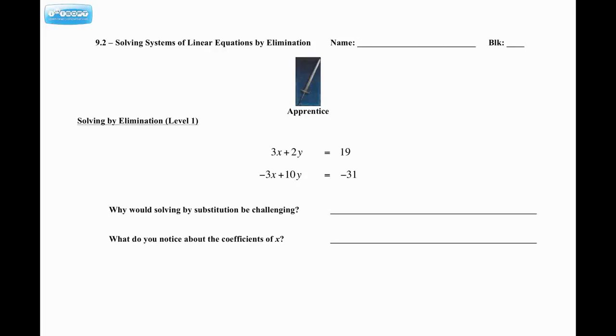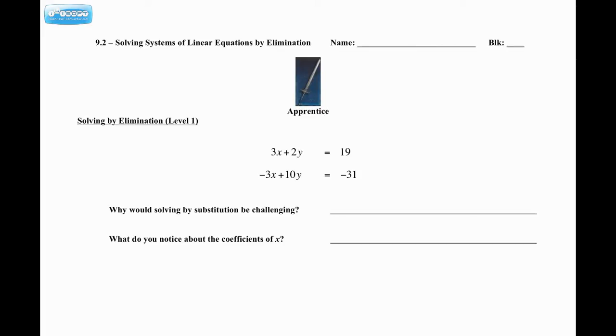Okay, this is Chapter 9, Section 2. In this video we're going to learn how to solve a system of equations using a method called elimination. So far we have looked at two different methods. One was by graphing, and you just look for where the lines cross. The first algebraic method we saw was substitution. The next method, elimination, is also algebraic, but it works a little bit differently.